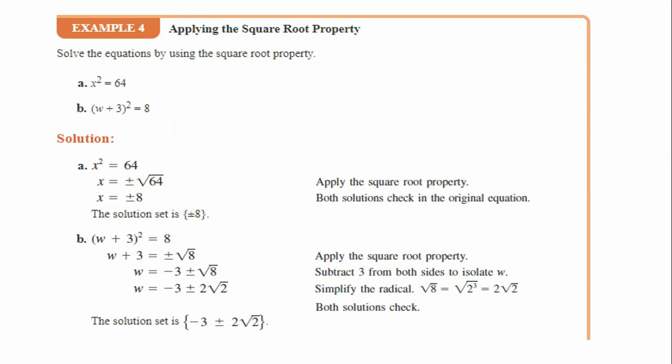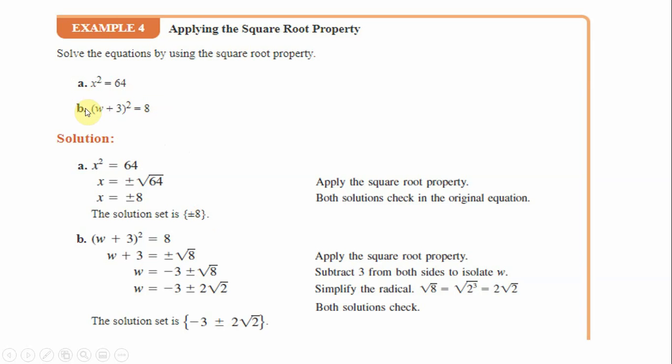So let's apply the square root property in a couple of different situations. x squared is equal to 64. Here's my solution. I just take the square root of both sides. Remember, I have to do the plus and minus, and the square root of 64 just happens to be 8. So here's our solution set, plus 8, comma, minus 8, or plus and minus 8.